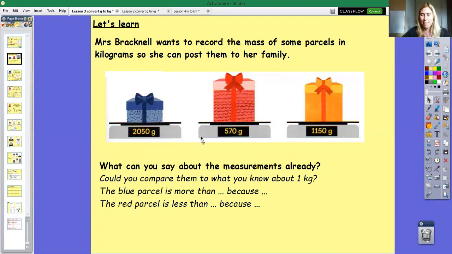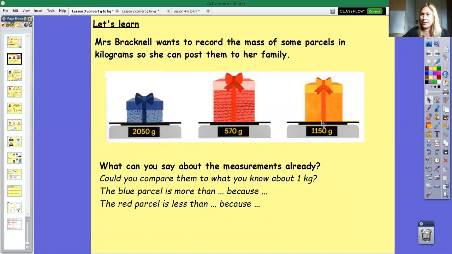I would think about, if I wanted to say anything about these measurements, I'd say they're all in grams, and I'd compare the sizes of the numbers, and I'd think, well, I know that 1,000 grams is 1 kilogram, so I can see that the blue parcel and the yellow parcel are both more than a kilogram, because I can see that we've got 2,000 here and we've got 1,000 here. But the red package is less than a kilogram. So this one is the lightest because we've only got 3 digits there. We haven't got 1,000, have we?